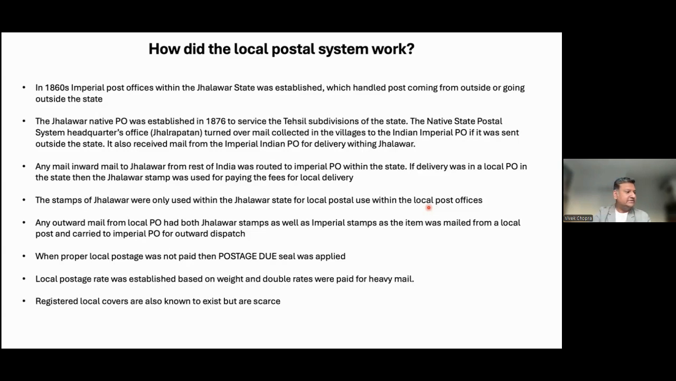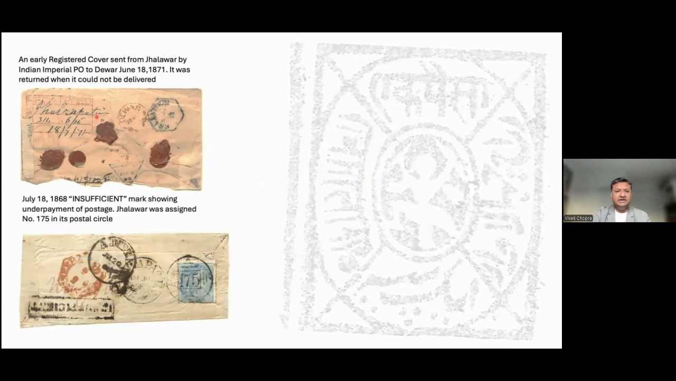And I'll just try to show you some examples of each, right? And this is an example of an early registered cover sent from Jhalawar by the Indian Imperial Post Office to Dewar. You can see it says June 18, 1871, and you see all the different stamps, and you can see this Jhalrapatan, which was the capital of the Jhalawar state.